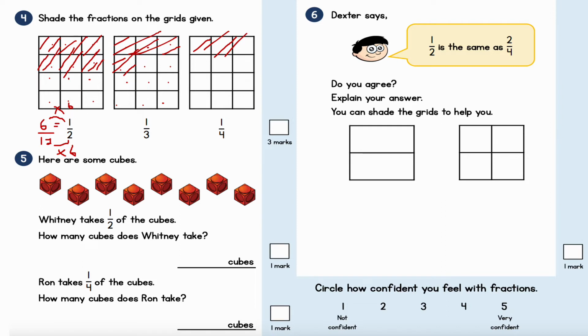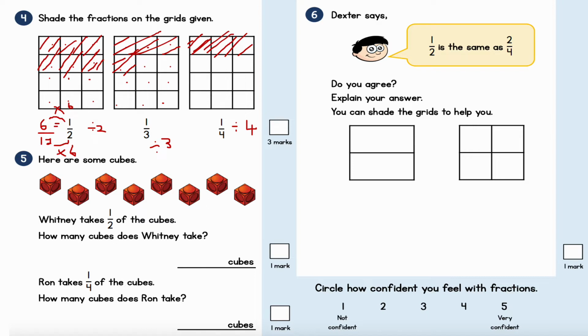1/4 of 12 means divide it into 4 pieces, or 4 parts. 1/4 of something means divide it by 4, and 1/3 of something means divide by 3, and 1/2 of something means divide by 2, if we're ever unsure. So I thought I'd put this on the side. Same as dividing by 4.